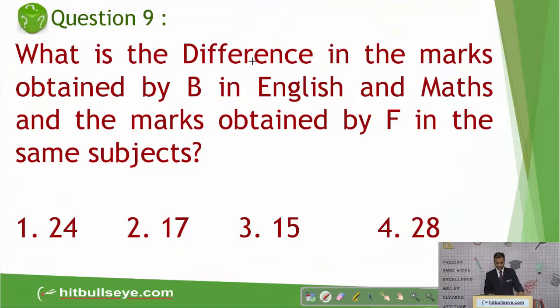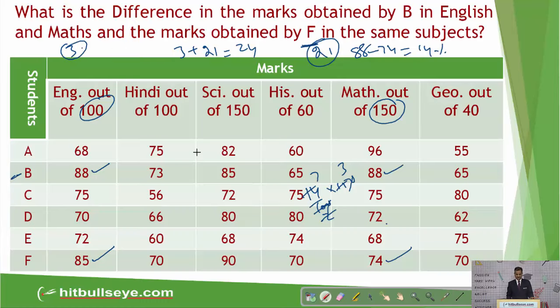So now let's see the choices. 24 is given in the first option. So the answer is 24. Clear, students? Because what is the question? The difference in marks obtained by B in English and maths and marks obtained by F in the same subjects. So we have taken the comparison of B with F in English and B with F in maths, and after that we have done the addition.